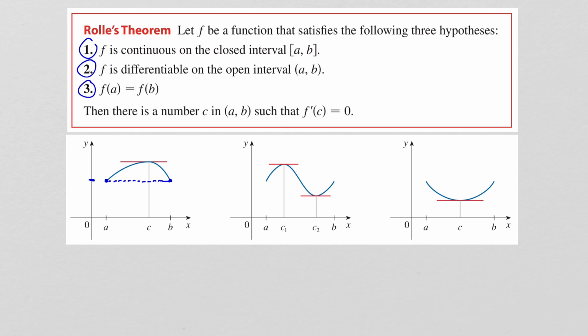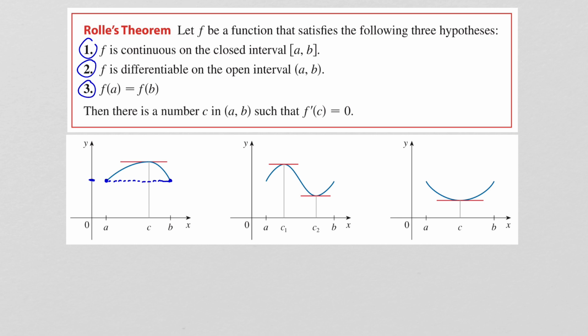If those three hypotheses are true, then there will always be at least one number c strictly in between a and b, such that f prime of c is equal to 0. In other words, we have a flat tangent line.